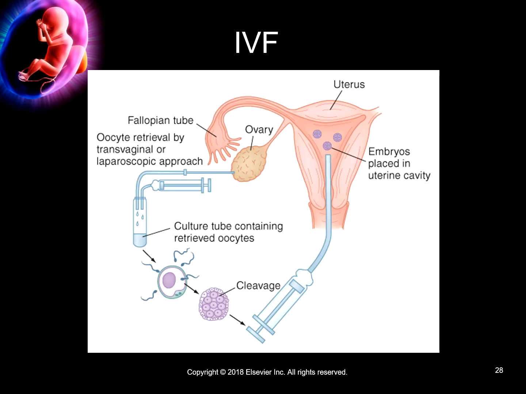And this is just a diagram of the process of in vitro fertilization, which is the most commonly used method of ART. You see the fallopian tube, the ovary, and the uterus, and the oocyte is retrieved by transvaginal or laparoscopic approach, and then a culture tube containing the retrieved oocytes is established, and then you have the cleavage, or the cell division.